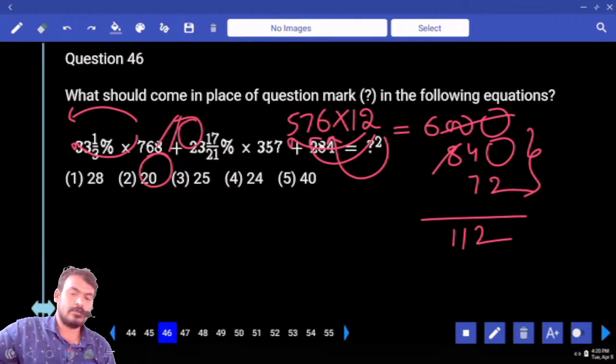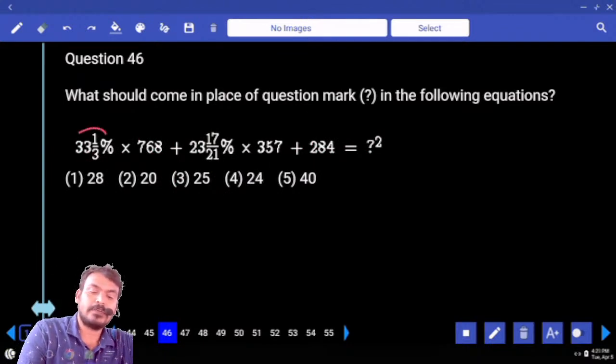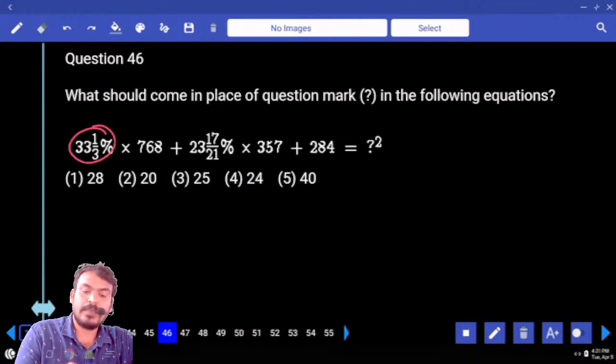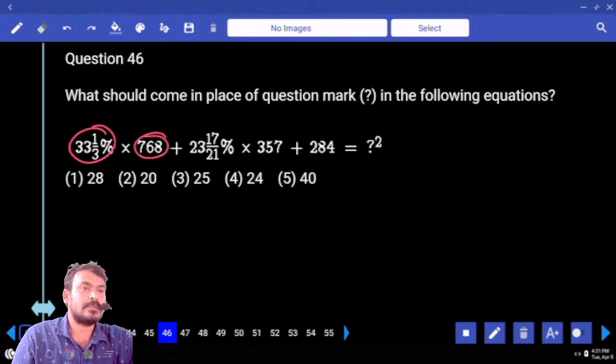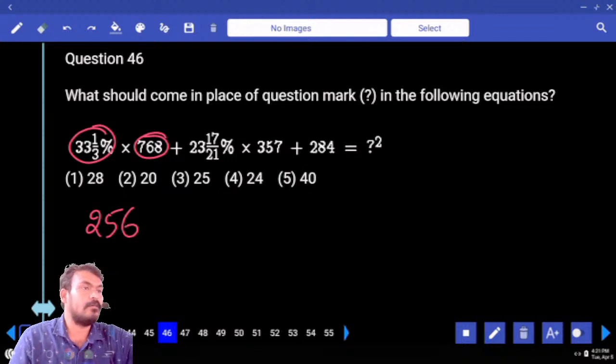Next 46th question. 33 1/3% means what is the fraction? 1/3. 1/3 of which value? 768. It is 256, or not? 1/3 of 768 means 256 plus 23.